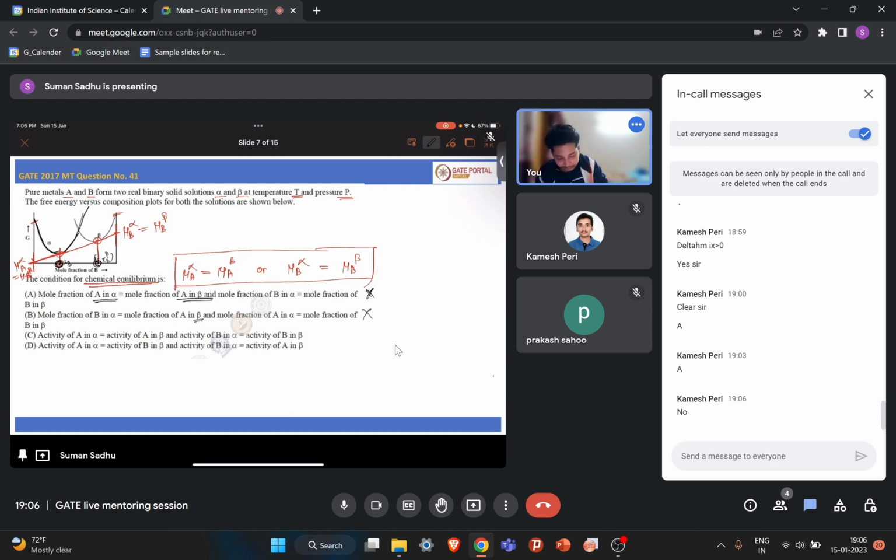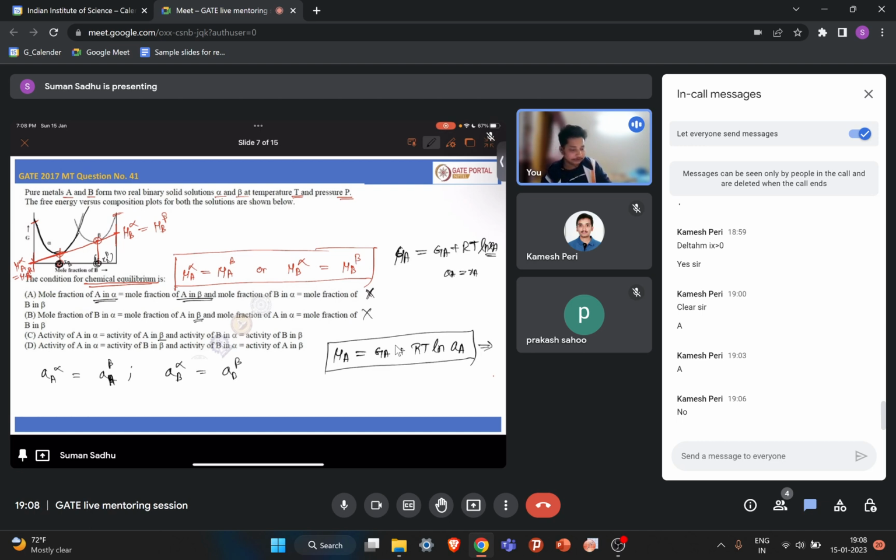And option C is saying activity of A in alpha is equal to activity of A in beta, and activity of B in alpha is equal to activity of B in beta. Okay, so how are chemical potential and activity related? Does anyone know that? Mu A is equal to G A plus RT ln activity, right? Just a few minutes ago we derived this for an ideal solution: mu A is equal to G A plus RT ln X A, and for an ideal solution activity is equal to X A, right?